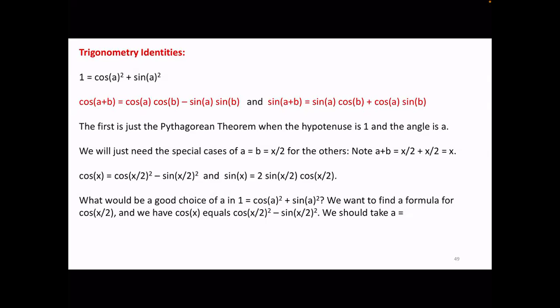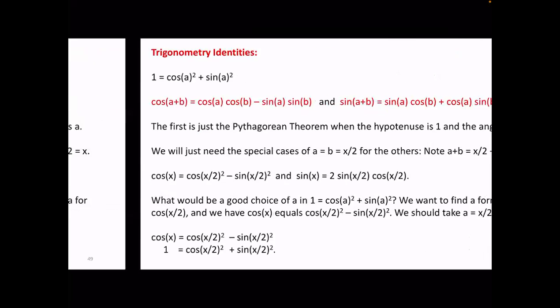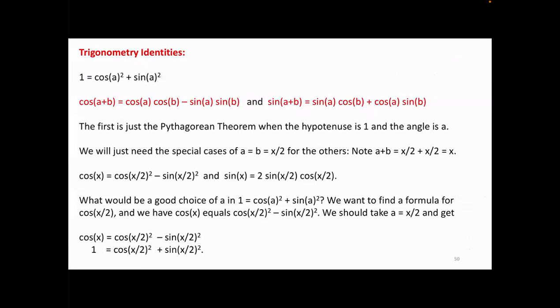And the reason is we already know cosine of x is cosine x halves squared minus sine x halves squared. If I put into Pythagoras x over 2, I now have the following two equations on the bottom. I've got cosine x is cosine x halves squared minus sine x halves squared, and I have 1 equals cosine x half squared plus sine x half squared. And so when I add them together, the sine parts cancel. And so I get cosine x plus 1 equals 2 cosine x halves squared.